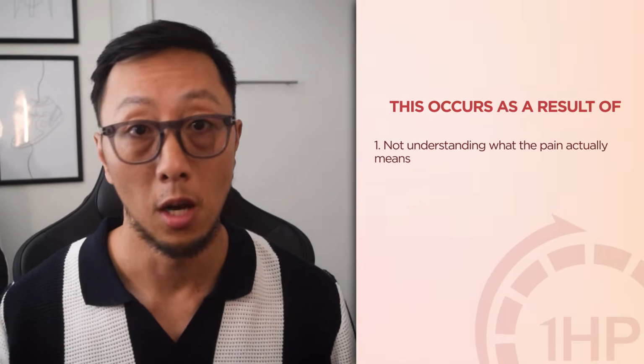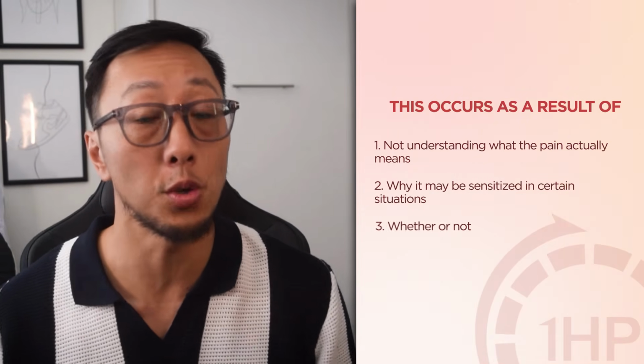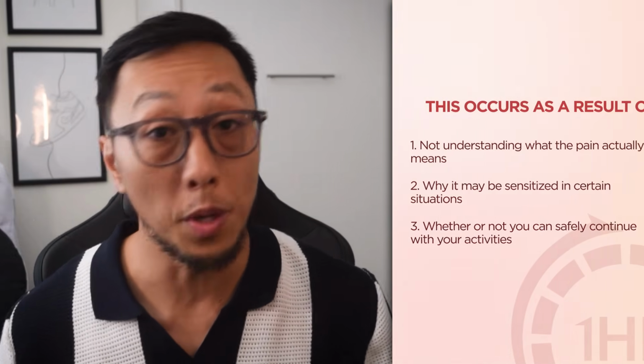So what we've learned is that these occupational, psychosocial, and cognitive factors can influence your pain despite your tissue not actually being close to strain. And this can occur as a result of not understanding what pain means, why it may be sensitized in certain situations, and whether or not you can safely continue with your activities. Over time, based on your repeated decisions of avoidance or activity, you're teaching your brain whether or not you're in a state of safety or danger.